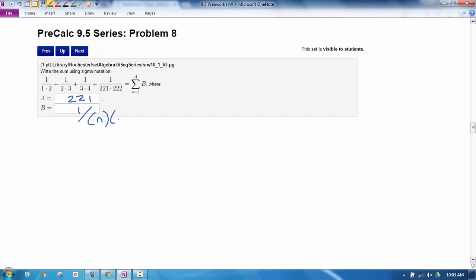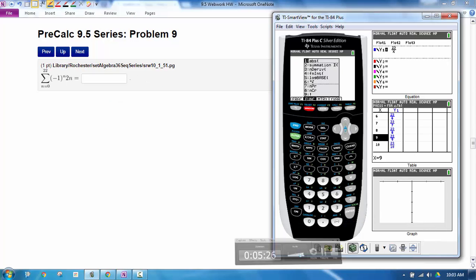But this was n, and then we had n plus 1. I think I used an extra set of parentheses in the bottom. You don't really need these parentheses right here. But yeah, it's an easy one. All right, next one, another one I would just use a calculator on.